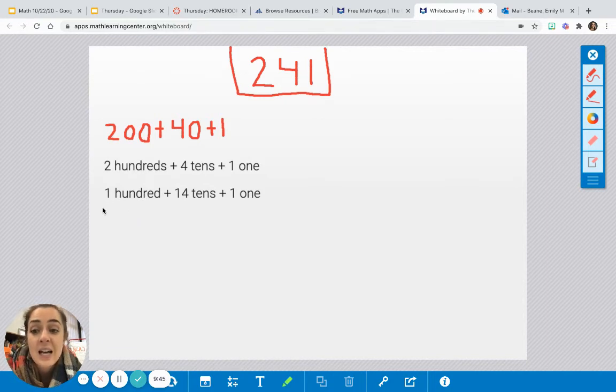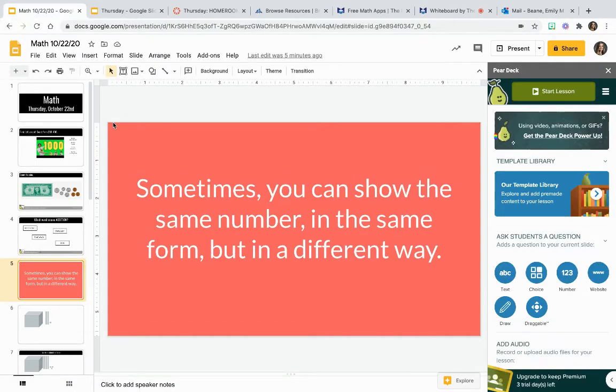If you take the time, say, okay, I have 100. I know that there's 10 tens in 100, so that's another 200 plus 4 tens, 40. 241. It all means the same thing, which is really important when you go back to do your assessment again or any time that question's being asked.